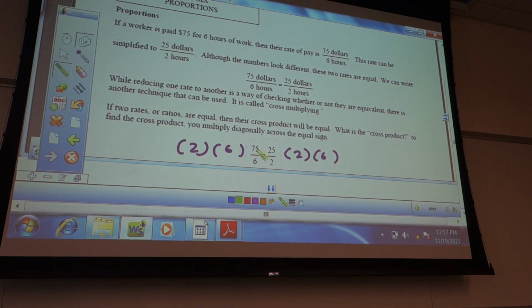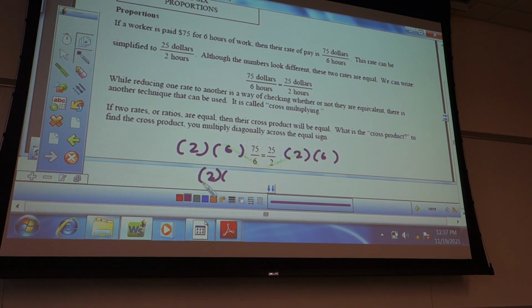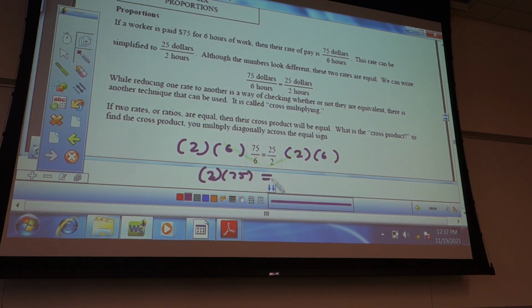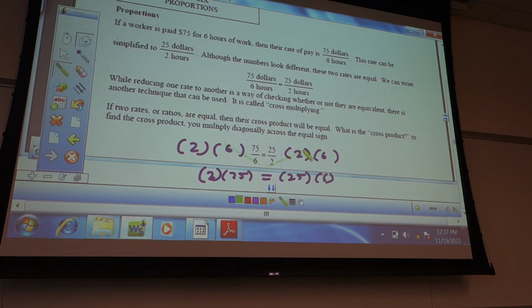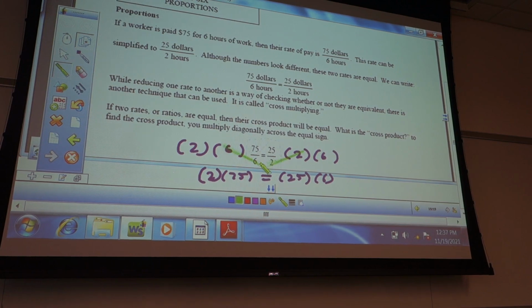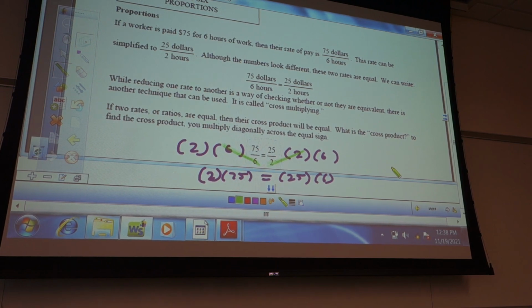And then these ones will cancel out. And I'm left with 2 times 75 equaling 25 times 6. All right, once you cancel these folks out. So that's the way I prefer to do it, because then you don't have this confusion of when can I not do it and when I can do it, because a lot of times when you're changing your units, people mix those up.